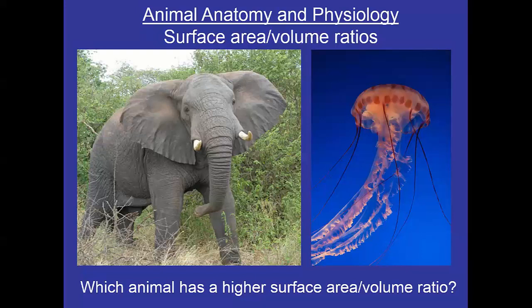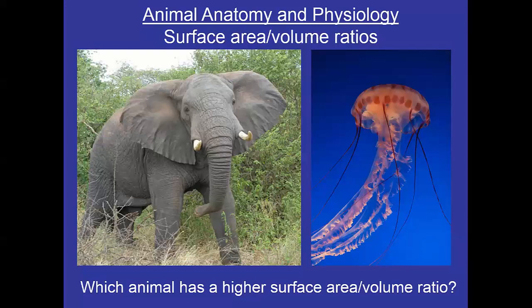because if a cell has a lot of volume, that means there's a lot of contents inside. It's producing a lot of waste. It needs a lot of energy. It needs a lot of oxygen gas. It needs to get rid of CO2. So it's generating a lot of waste. It needs a lot of food, etc.